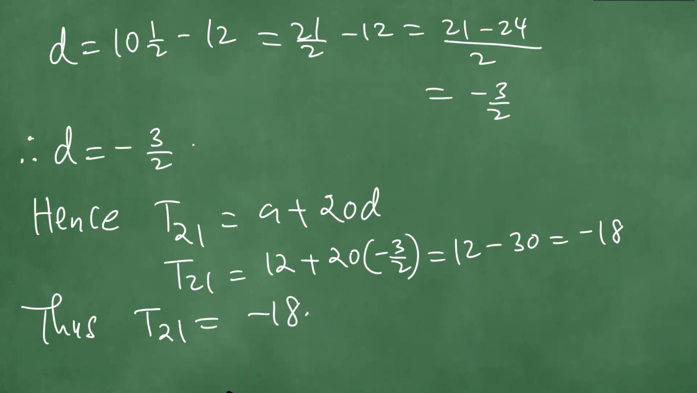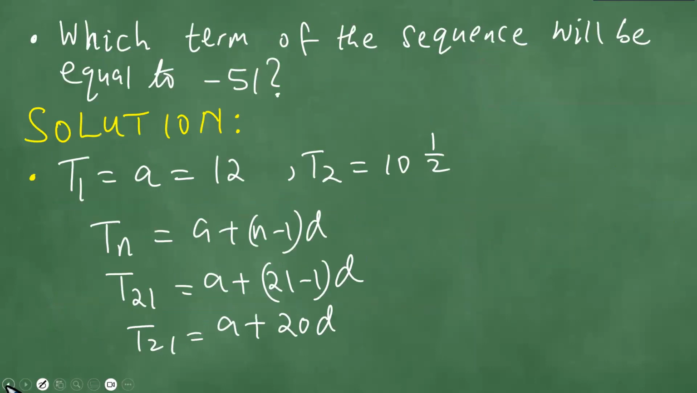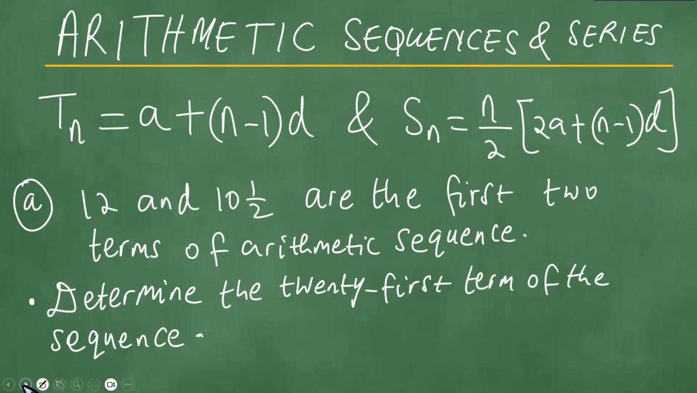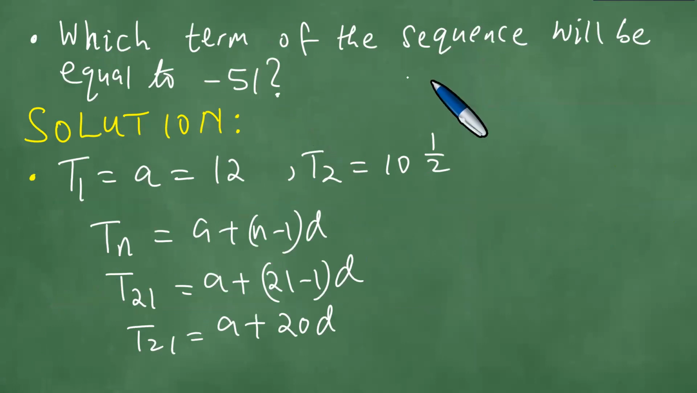Okay. Next question. Let's check. Which term of the sequence will be equal to minus 51? That's the question. Which term? Is it the first term? Is it the second term, third term, etc.?